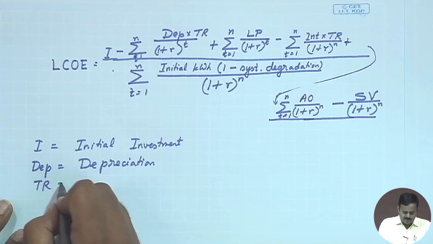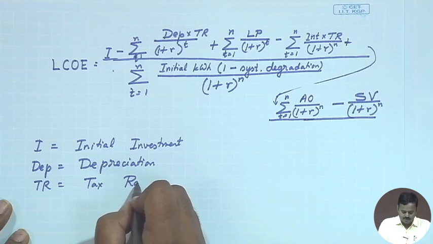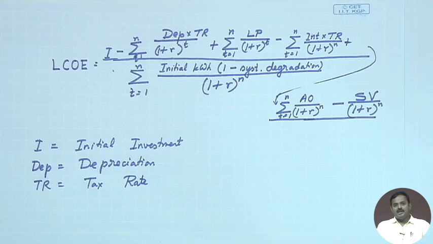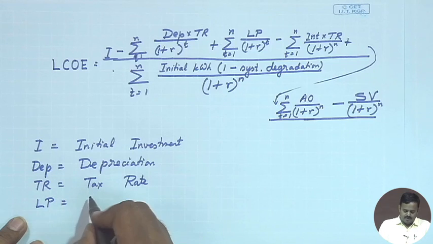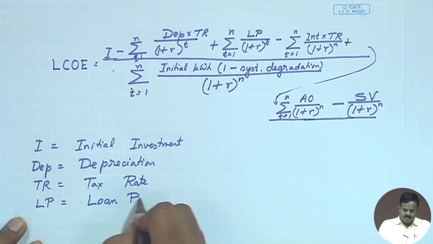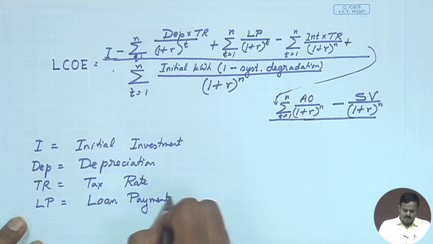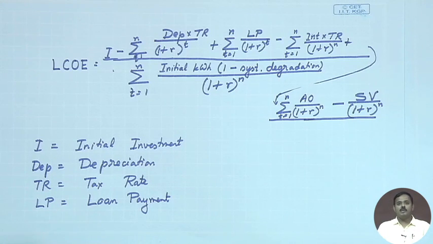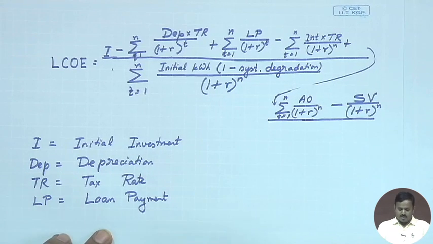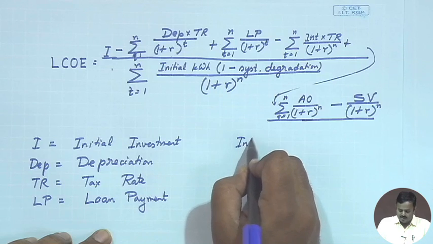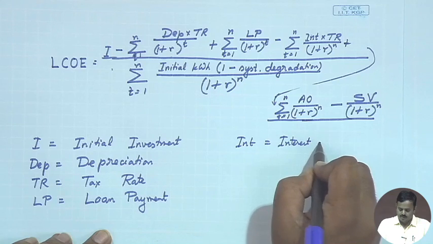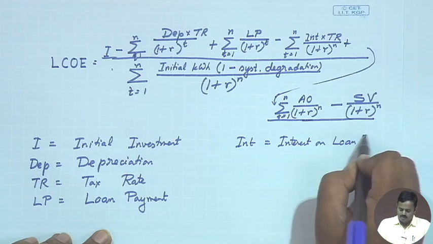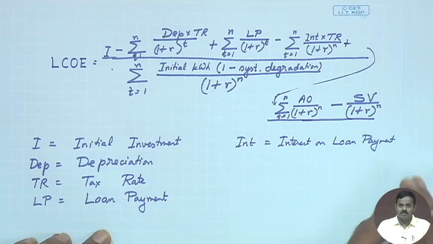So, TR stands for tax rate. Let us say for building this plant, for building this installation, I have taken a loan which I am repaying. It is a debt or a loan. So, LP is loan payment, which I have to pay in monthly installments to the bank or yearly installments to the bank. Clear? Now, out of this loan payment, I will get some tax rebate because of the interest that I pay as part of my loan payment. Clear?